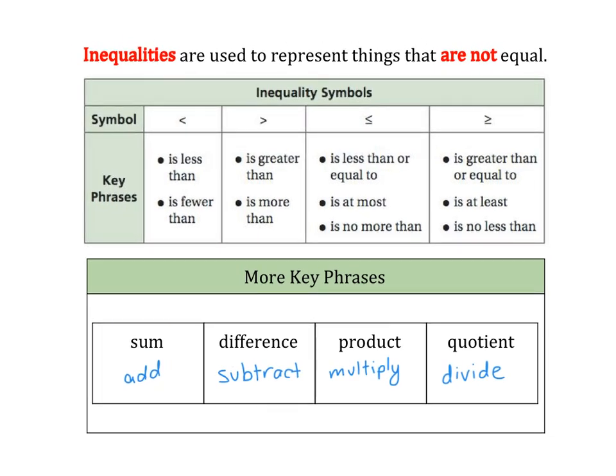And then a few other key phrases or words that we might see. We covered this way back in chapter 1, but if you ever see the word sum, it means to add. If you see the word difference, it means to subtract. If you see the word product, it's telling you to multiply. And the word quotient tells us to divide. So we're going to use a combination of all of these phrases and words to help us translate a sentence into an inequality.